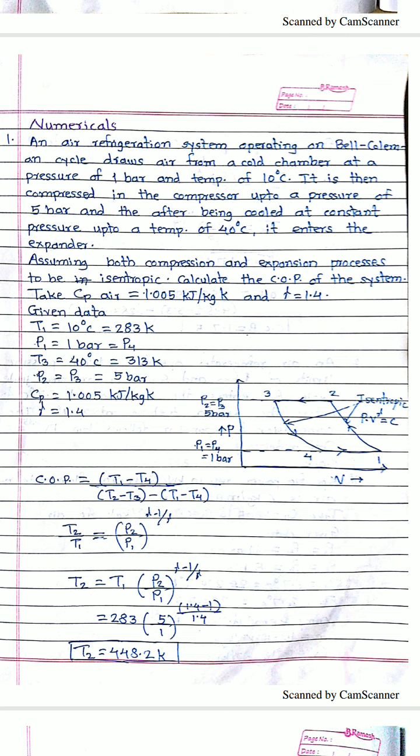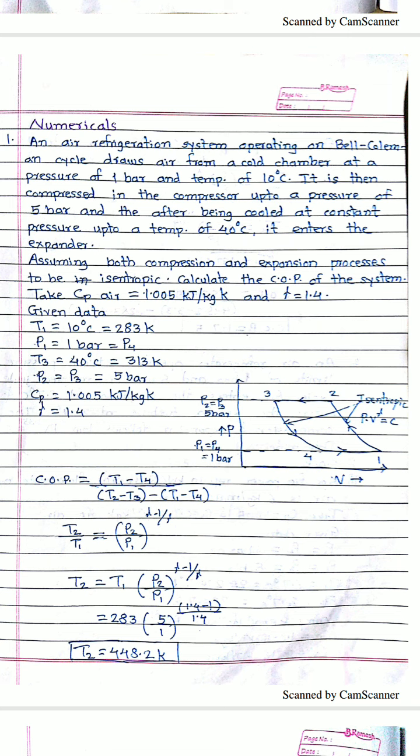Cold chamber pressure P1 is equal to P4 is equal to 1 bar, and the temperature T1 is equal to, T4 is equal to, it draws air from the expander, so it draws air from the cold chamber. So after the cold chamber the point is 1, so T1 is equal to 10 degrees Celsius.